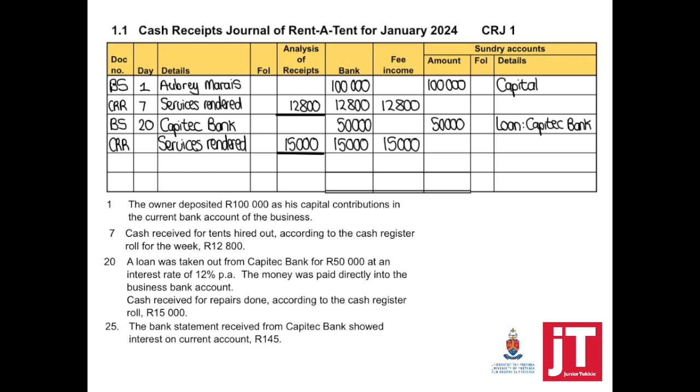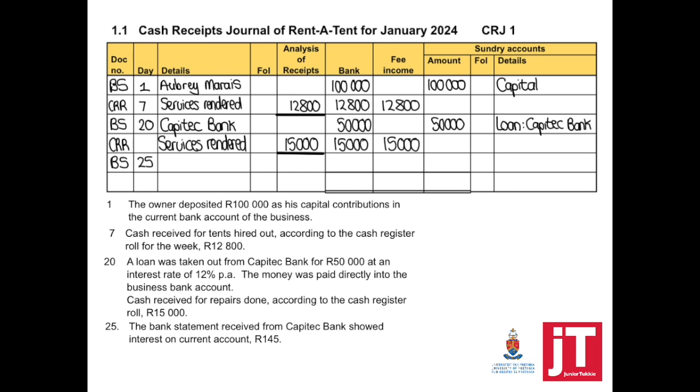Then we've got on day 25. The bank statement received from Capitec Bank showed interest on current account, 145. So we've received money from Capitec because we had money in our bank account. We've received interest on that money. And that is an income to the business, which we need to show. The source document will be bank statement.